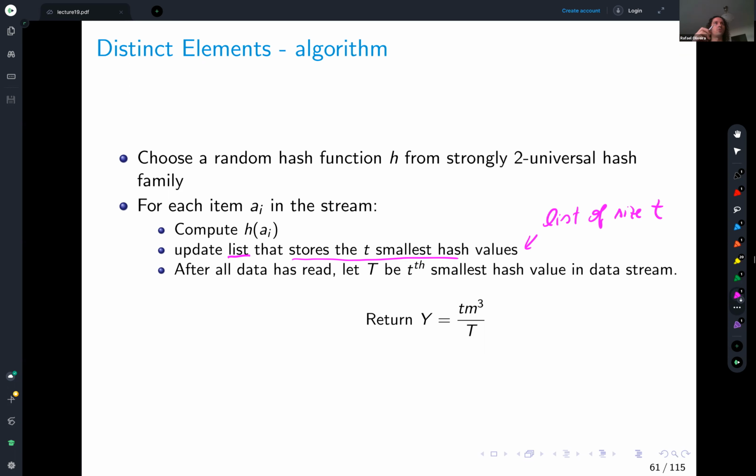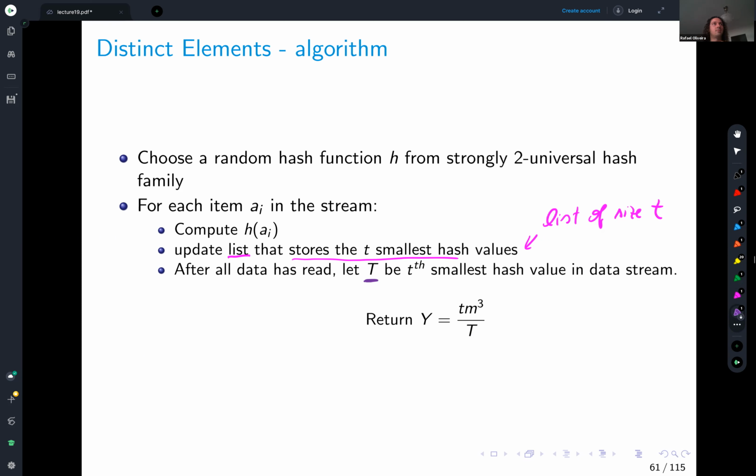Okay, so all we're doing is whenever a string comes, we compute the hash and we ask, is this one of the T smallest hash values we've seen so far? If yes, we put it in our list, right? If not, then we can discard it. Okay, so after all the data has been read, now we're going to set capital T to be the Tth smallest hash value in the data string, right? Which means capital T is just the largest element of the list.